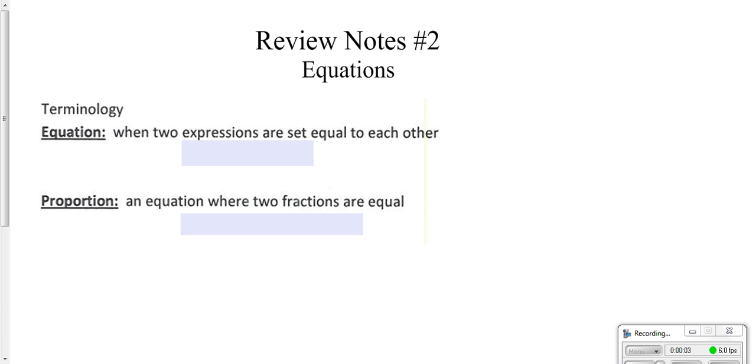This is review notes number 2. We're going to start by talking about equations and the terminologies for them.